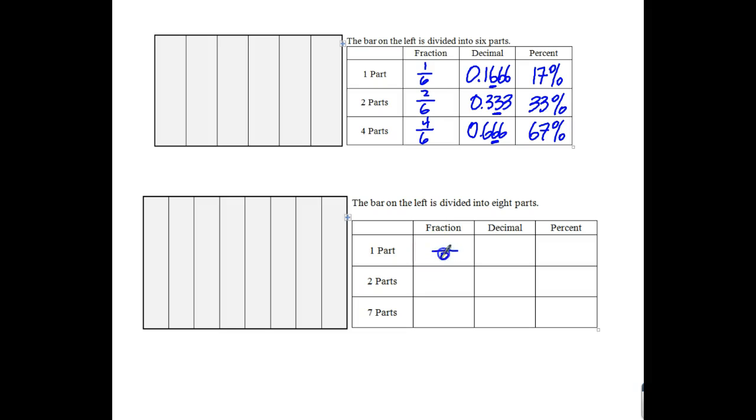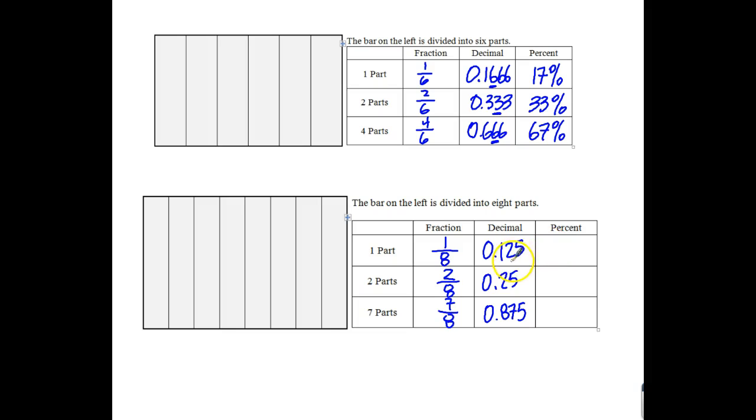All right, so 1 divided by 8, 2 divided by 8, 7 divided by 8. Again, the decimal here is 0.125. 2/8 is the same as 1/4. And then 7/8 is 0.875, okay? So here's what I want you to do. I want you to try to figure out what are the 3 percentages that go here.